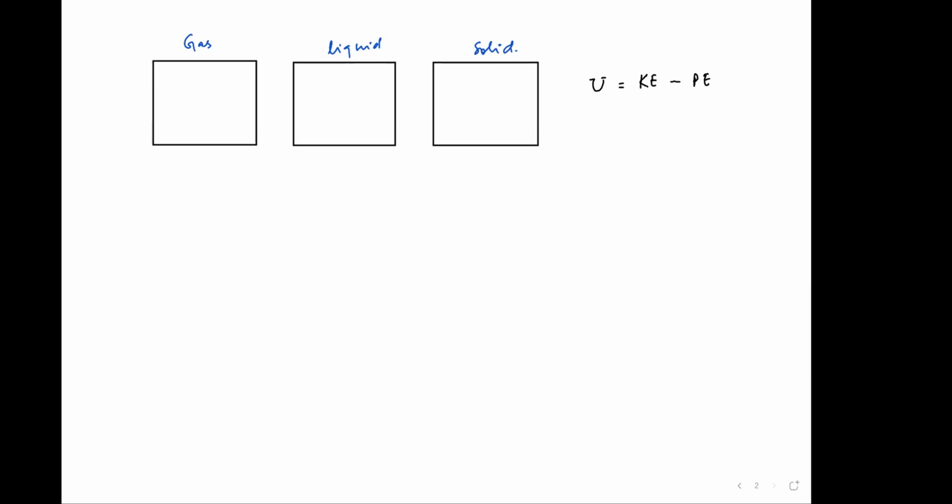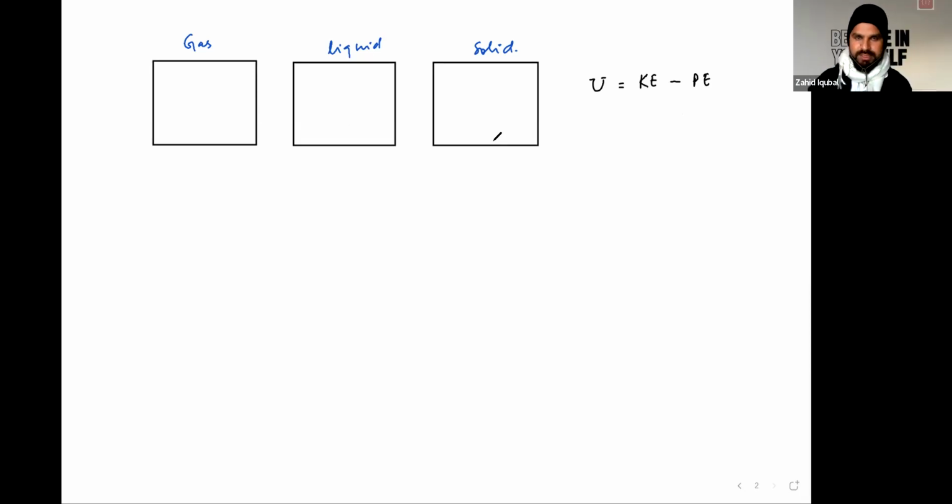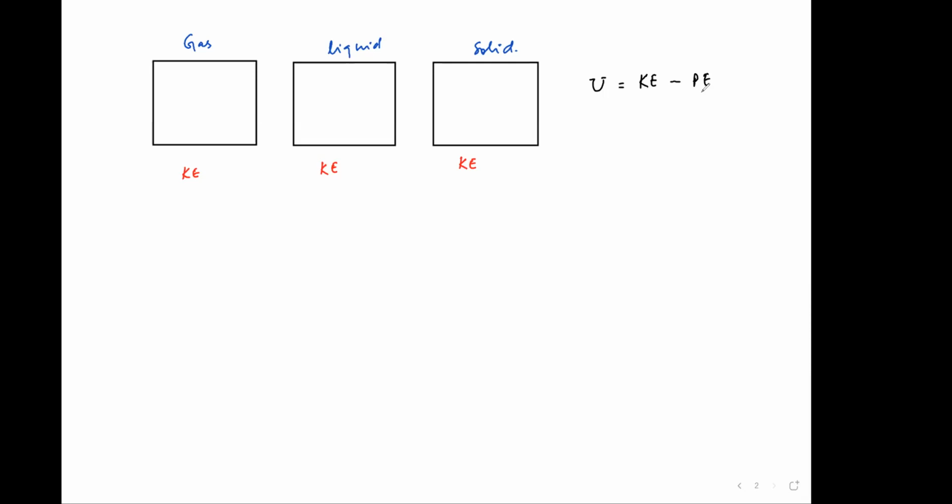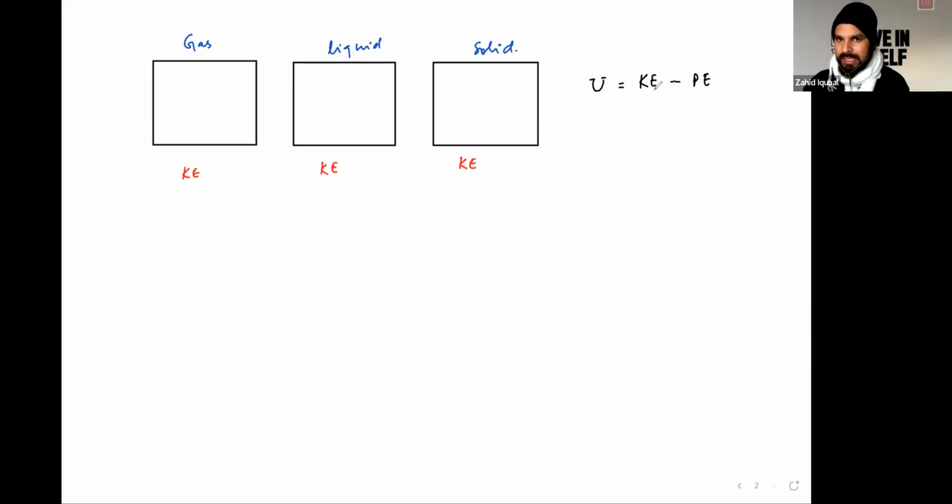Yes, sir. Now, since the temperature of all three states is the same, all would have the same thermal kinetic energy, K. In which state will there be maximum interaction between particles? Solid. Good. So maximum interaction means maximum potential energy. So the maximum amount gets subtracted from the kinetic energy. So internal energy will become least in case of solid and maximum in case of gas. Is it clear?